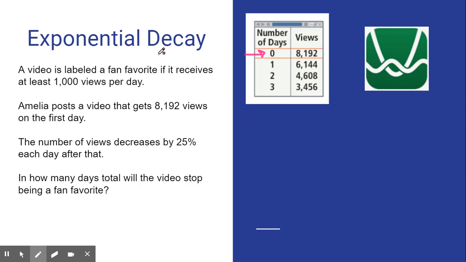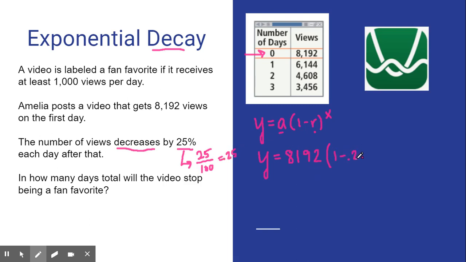So, this was obviously written out as an exponential decay equation, but we also have this keyword in here of decreases to remind us that this is actually a decay. So I'm going to write down our decay formula, and let's fill in both the initial amount and then also the decay rate. So for an initial amount, that was the initial number of views. So that was 8,192. The decay rate comes from this 25%, but we're not going to write it as a percent. We're going to change that to a decimal by dividing by 100. So our decay rate is 0.25.